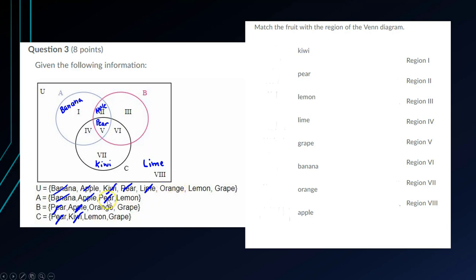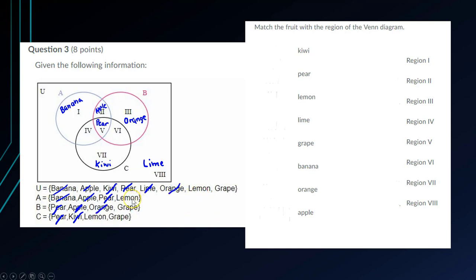Orange. Orange is not in A. It's in B. It's not in C. So it's only in B. So it's in B, this circle here, but not in any region that would be also considered an A or C. So orange would be here.